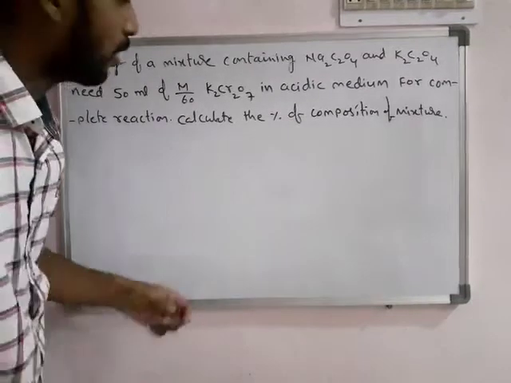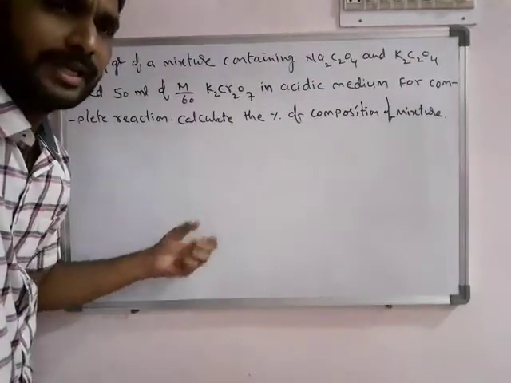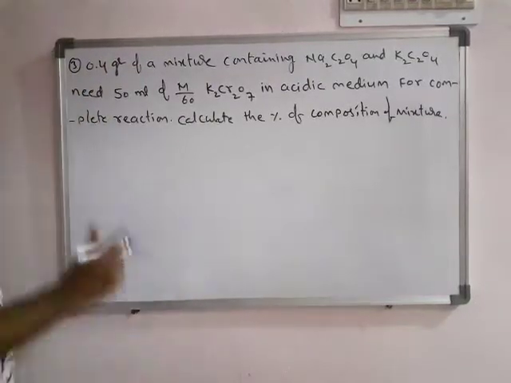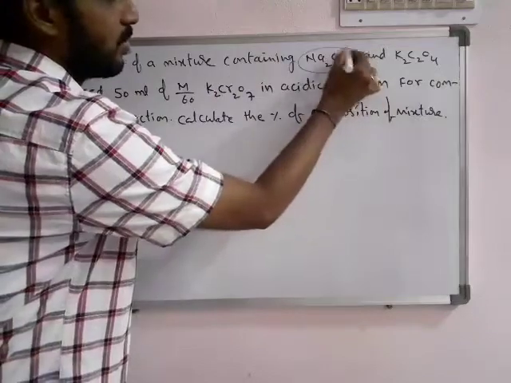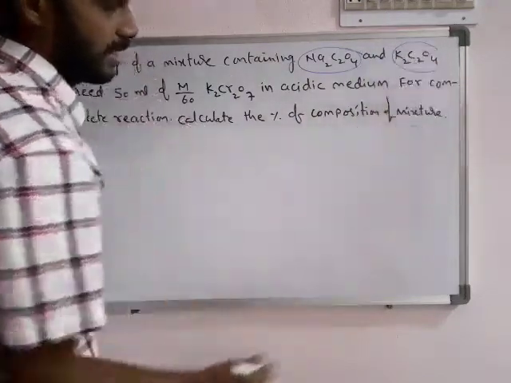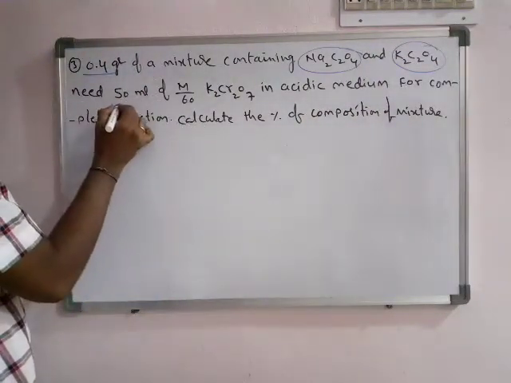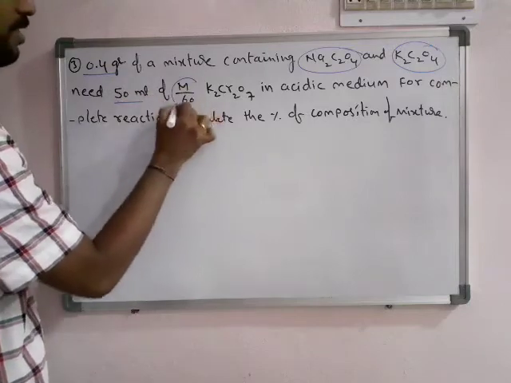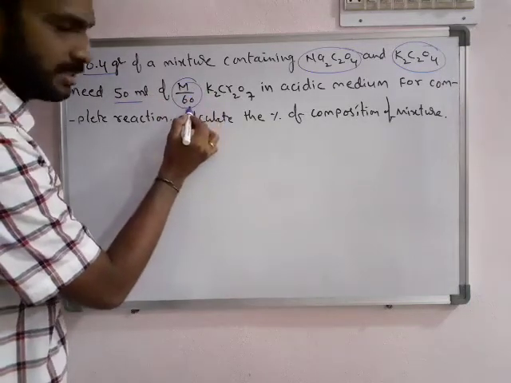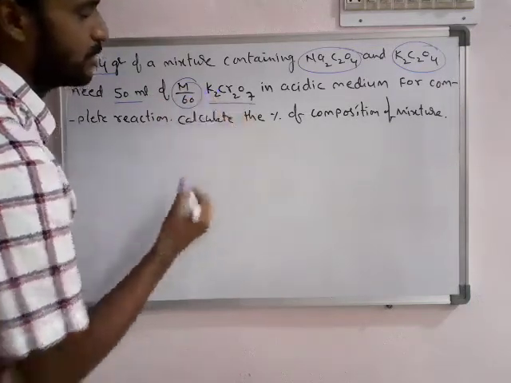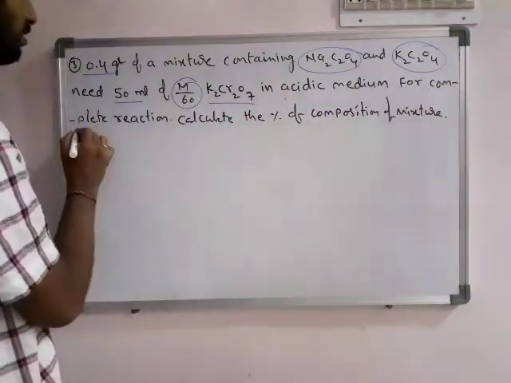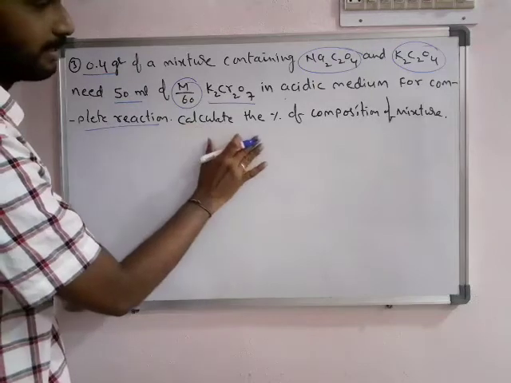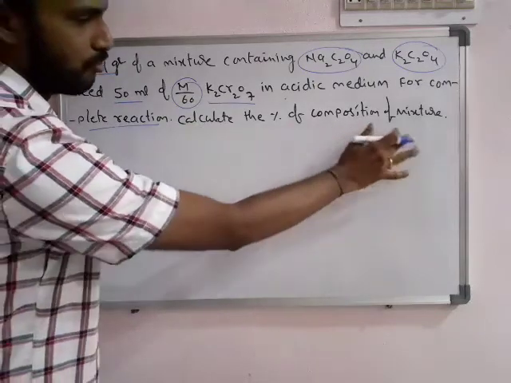Okay, see the next problem. It is somewhat similar to the earlier ones. 0.4 grams of a mixture having sodium oxalate and potassium oxalate requires 50 milliliter of M by 60, nothing but 1 by 60 molarity potassium dichromate in acidic medium for complete reaction. So we need to calculate the percentage composition of the mixture.